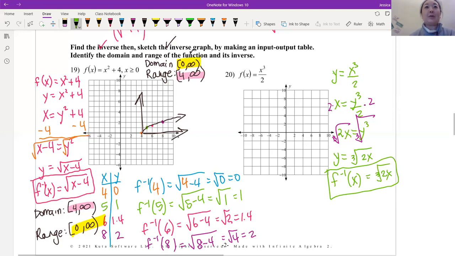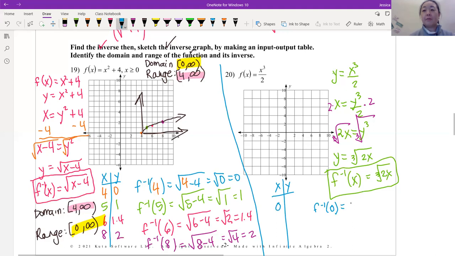Now we've got to graph it. So let's do our input-output table. Just draw a little line here, a line in the sand. All right, so what number can I put in for x? Well, I can put in any number at this point, right? So I like to put in 0. So for the inverse of f of x, if we put in a 0, that's going to be the cube root of 2 times 0. Well, 2 times 0 is just 0, so the whole thing is 0. All right, that makes it easy. Let's put that right there.